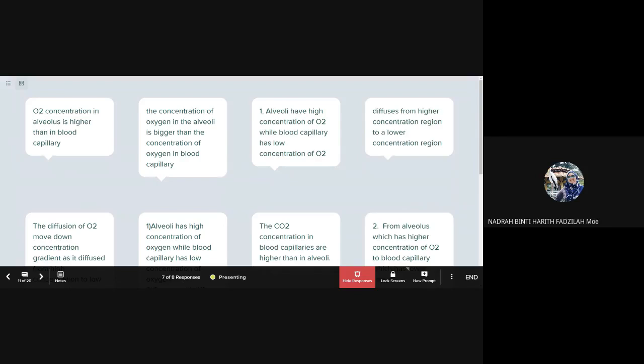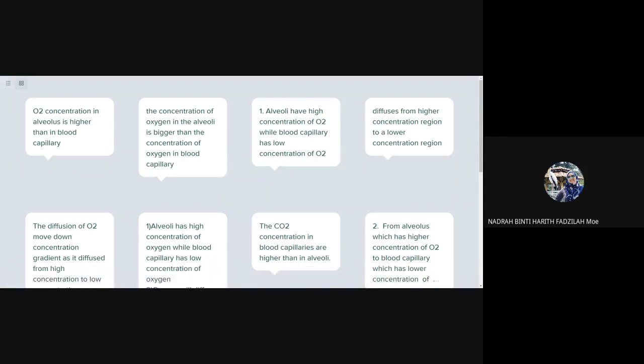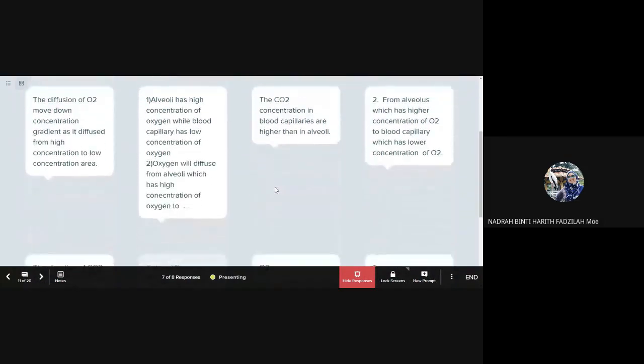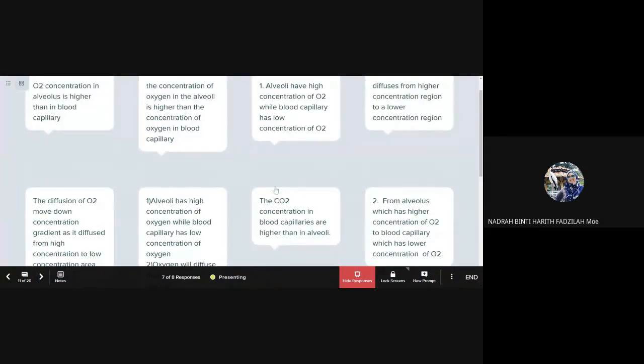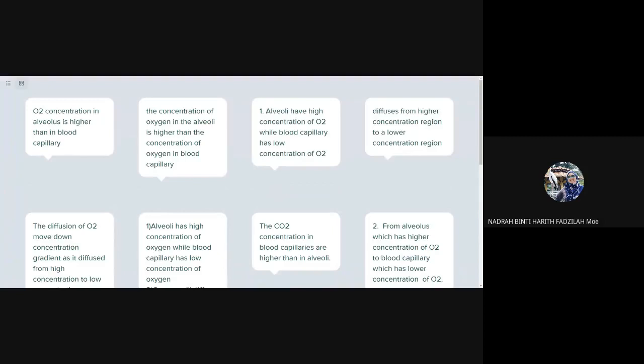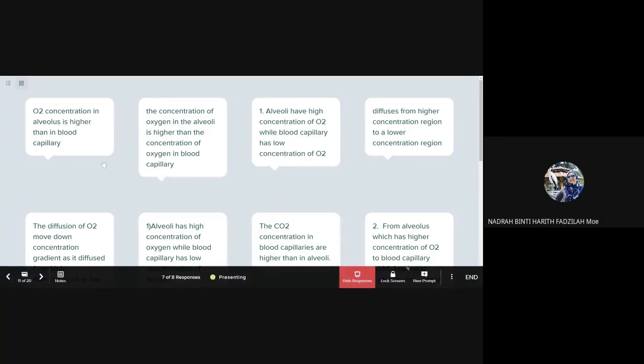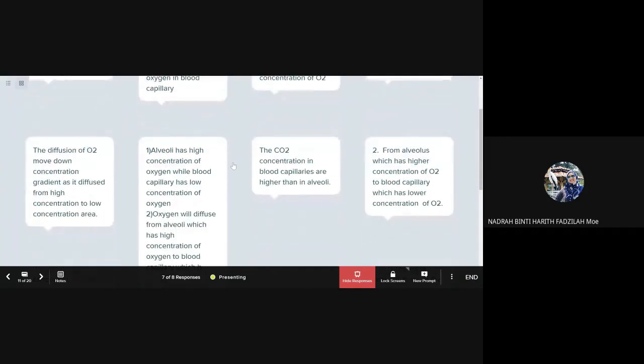Okay, good. For the first level, oxygen concentration in the alveolus is higher than in blood capillary. Bagus. Okay. So kita dah tak guna dah istilah high concentration region, low concentration region, sebab kita dah tahu concentration of oxygen in the alveolus is higher than in blood capillary. So instead of using region, kita gantikan region tu dengan name of that specific region. Okay, so oxygen concentration in alveolus is higher than in blood capillary.